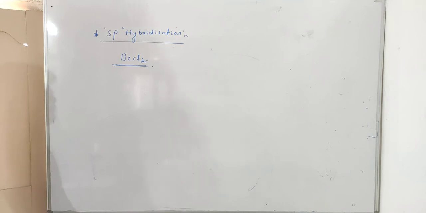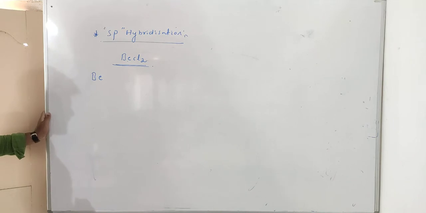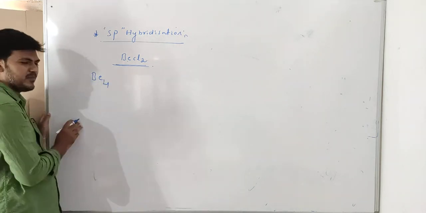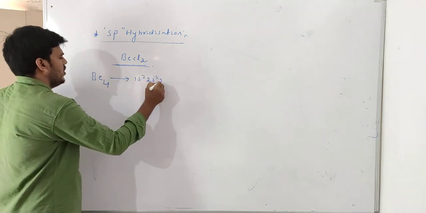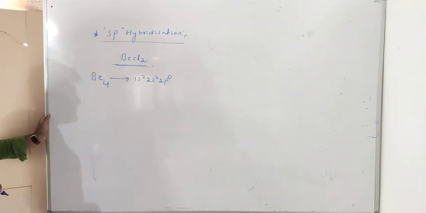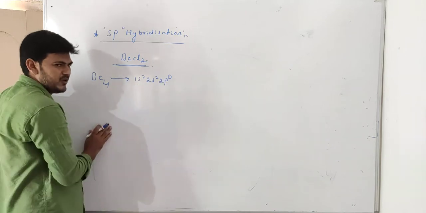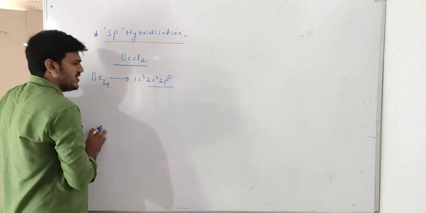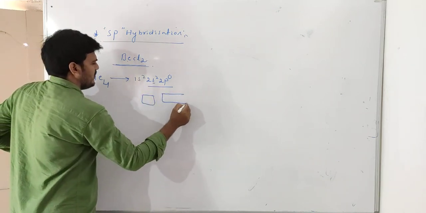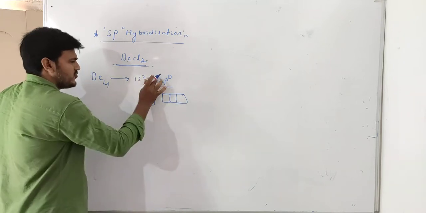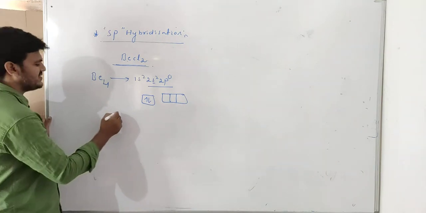In beryllium chloride, the central atom is beryllium. Beryllium atomic number 4, and electron configuration is 1s2, 2s2, 2p0. So total electrons are 4, 2 plus 2. Outermost electron configuration is 2s2, 2p0. S orbital only 1 and p orbitals are 3: px, py, pz. 2s2, 2 electrons; 2p0, there are no electrons. Then the first excitation state.